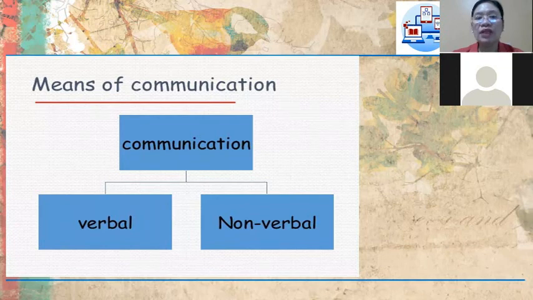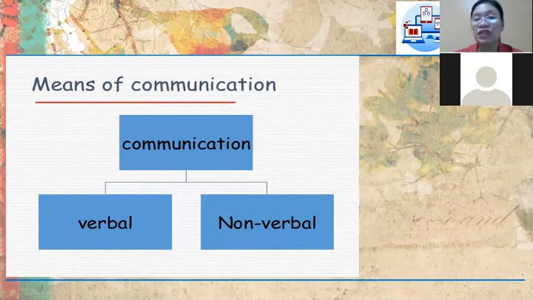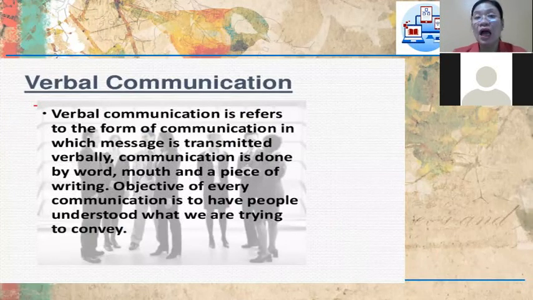Now, what are the means of communication? What are the two types of communication? Communication can be verbal and nonverbal. So what is verbal and what is nonverbal communication?